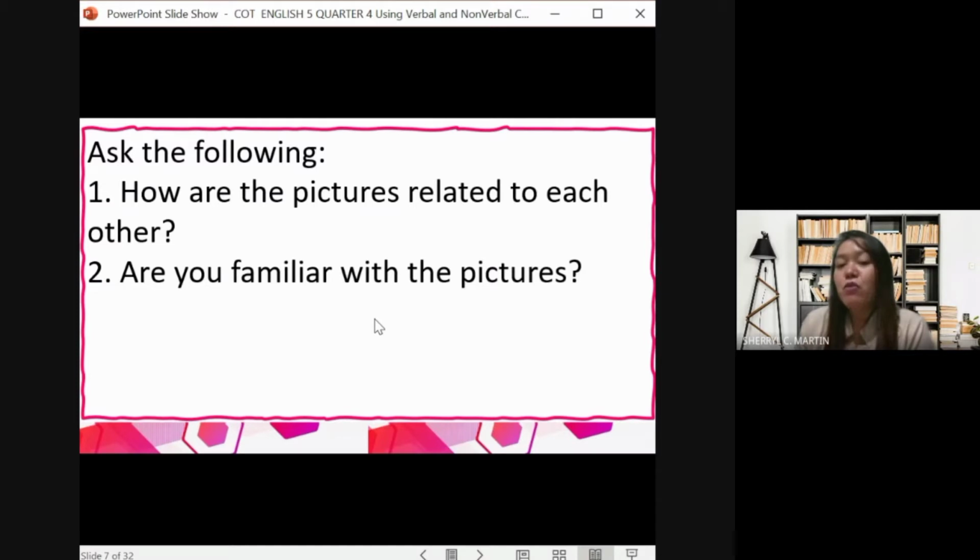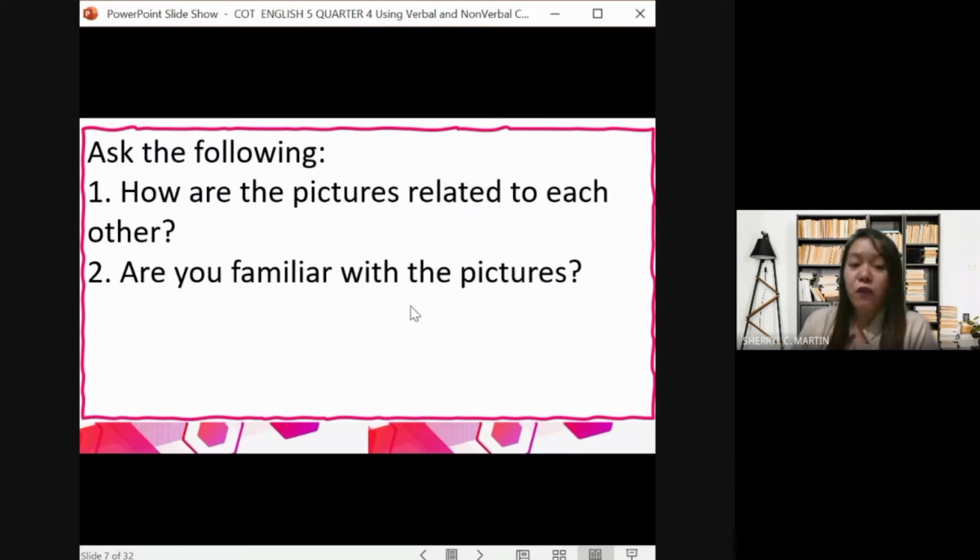Okay. Since the pictures tell about the broadcasters, the TV network, and the hand gesture, those are related to each other. It has something to do with their work. So there will be no broadcaster if there will be no television network. Within the broadcasting, there are non-verbal and verbal forms of communication. And that is very important for them to understand each other.